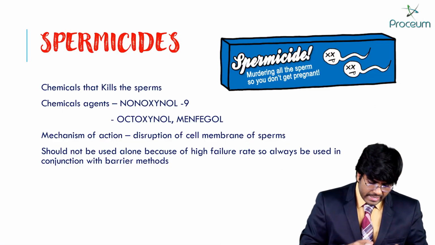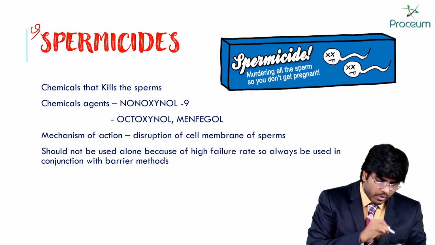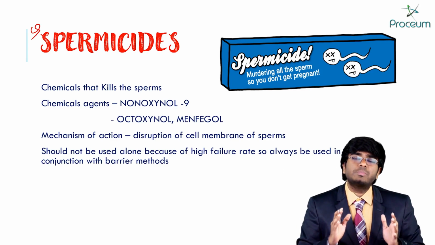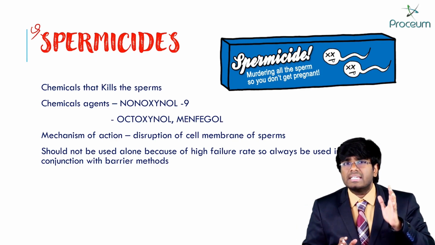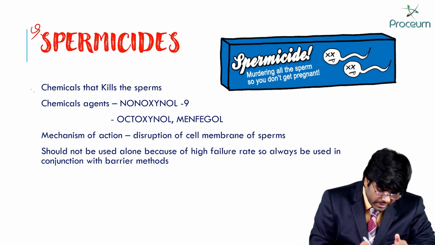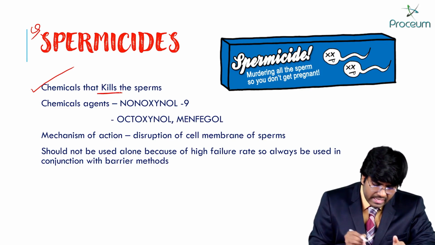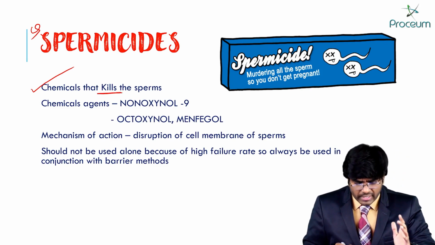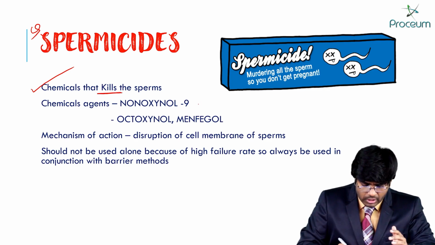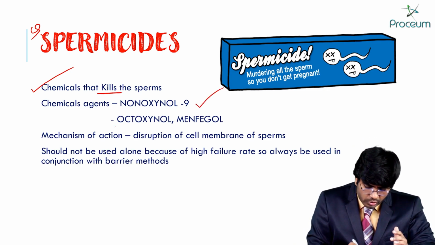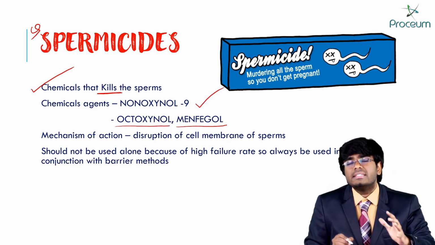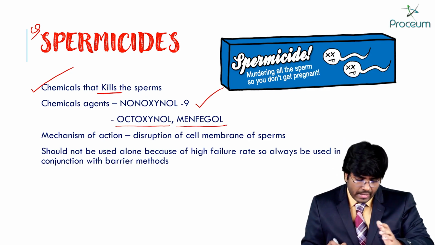Now, after this, let's see the topic of spermicides. So what are these spermicides, guys? Spermicides are chemical agents that will kill the sperms. What are the most important chemical agents? We have already seen them: nonoxynol 9, octoxynol and menfegol. These are the chemicals that will kill the sperms.